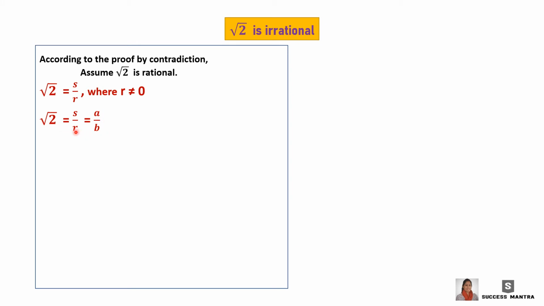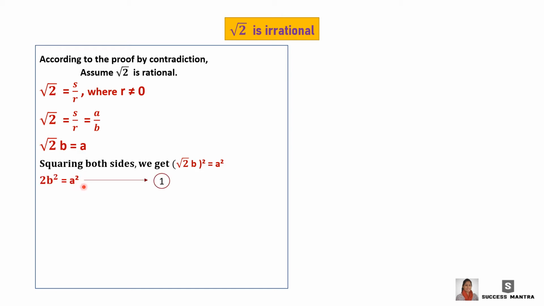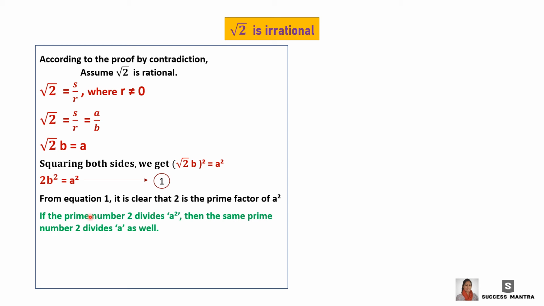Now we cross multiply it. We get root 2 b is equal to a. Now taking the square on both sides, that is, root 2 b squared is equal to a square, that is, 2 b square is equal to a square. From this equation 1, it is clear that 2 is a prime factor of a square. So if the prime factor 2 divides a square, according to the previous theorem, the same prime factor 2 divides a as well.